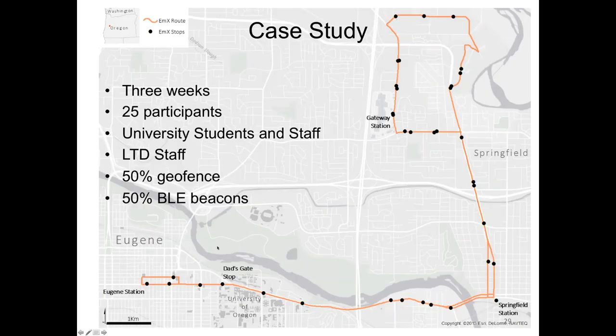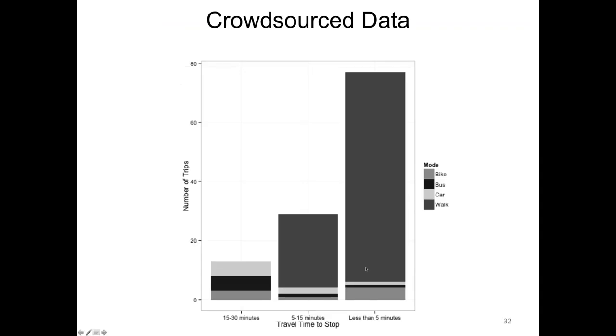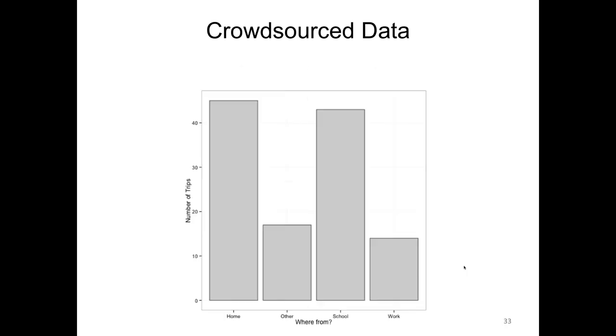So here we know that most of the people, and this makes sense because most of them are students, walked, and it took them less than 5 minutes to walk to the bus stop. I'll just go back here for a second to show you that here's the University of Oregon, and here's Dad's Gate bus stop, and there's another bus stop here. A lot of the residences are in here, so what we're looking at is a lot of people walking a very short distance to get to those stops. So that's intuitive, it makes sense, but if you extrapolate this out to a bigger network, you'd be providing a much richer sense of who the ridership is and how they're getting there and how long it's taken them to get there as well.